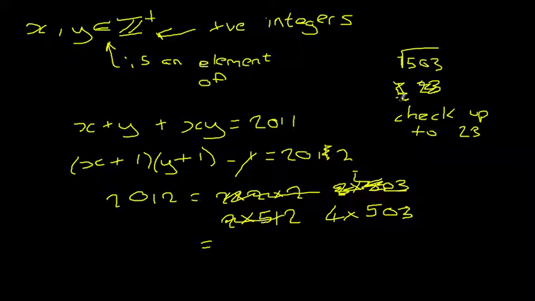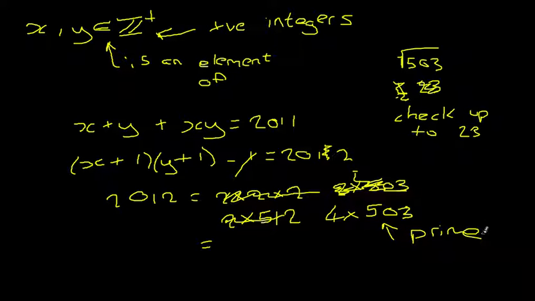So 570 minus 503 is 67. Does 19 divide 67? Nope, it doesn't. Okay, then 23 times 20 is 460, and 460 plus 43. 23 doesn't divide 43. So no, so 503 is prime.